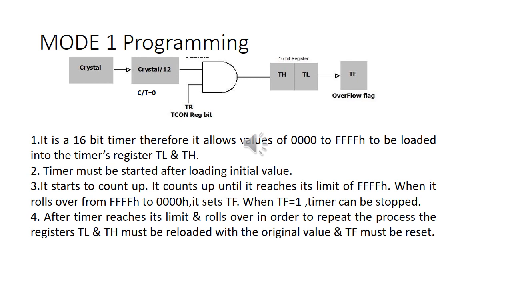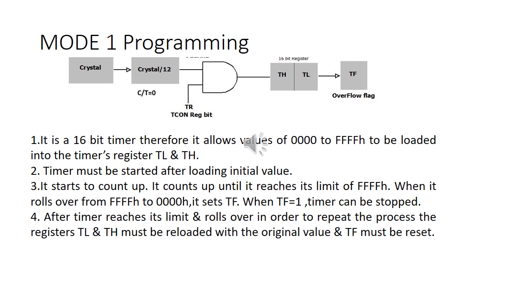Therefore it allows the values 0000 to FFFF to be loaded into the timer registers TL along with the TH value. After loading this TL along with the TH value, you should start the timer by using the SETB TR0 or SETB TR1 instruction.